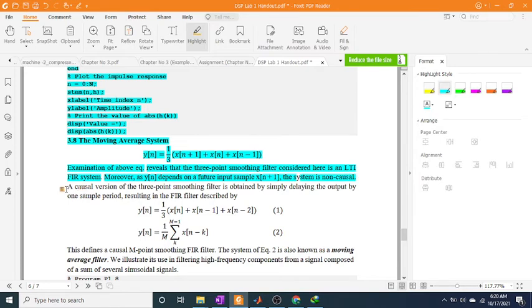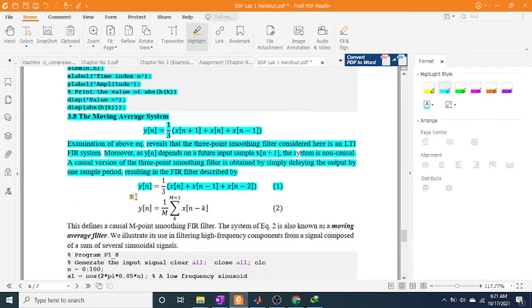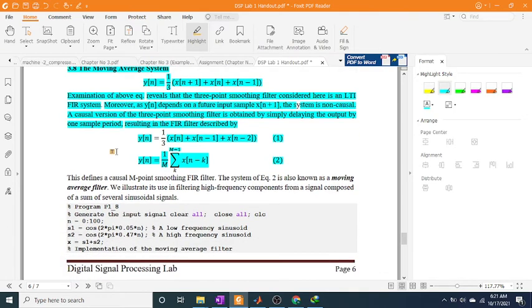A causal version of the 3-point smoothing filter is obtained by simply delaying the output by one sample period, resulting in the FIR filter described by y[n] equals one third of x[n] plus x[n-1] plus x[n-2]. Generalizing, y[n] equals 1 over M times the sum of x[n-k], defining a causal M-point smoothing FIR filter. The system of Equation 2 is also known as a moving average filter.